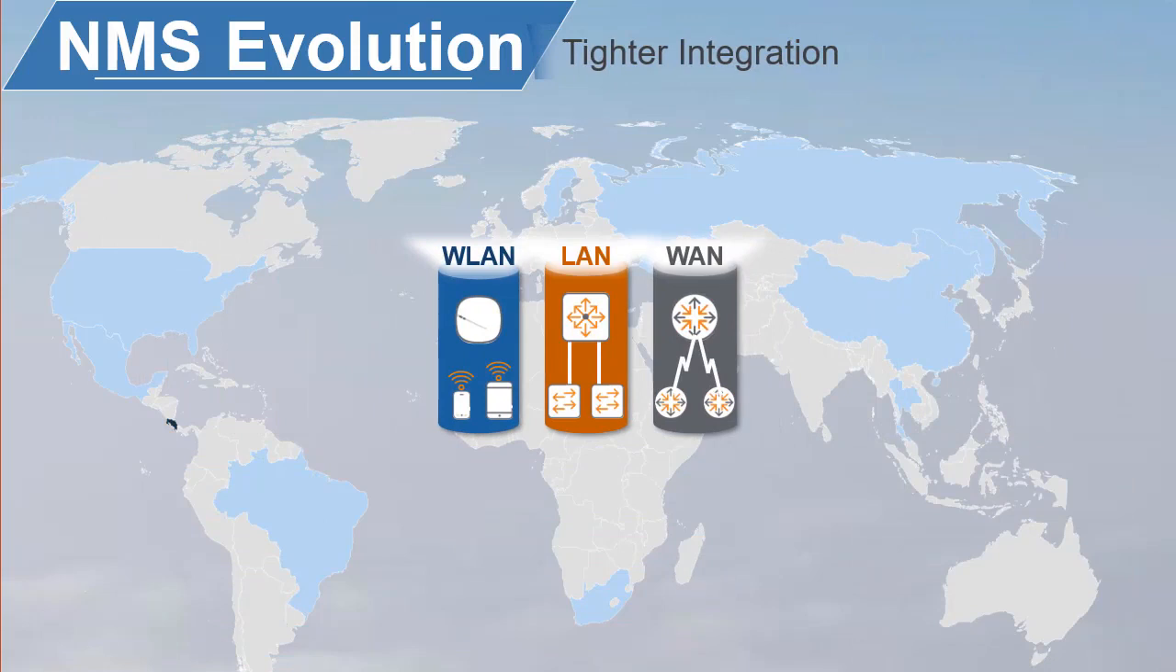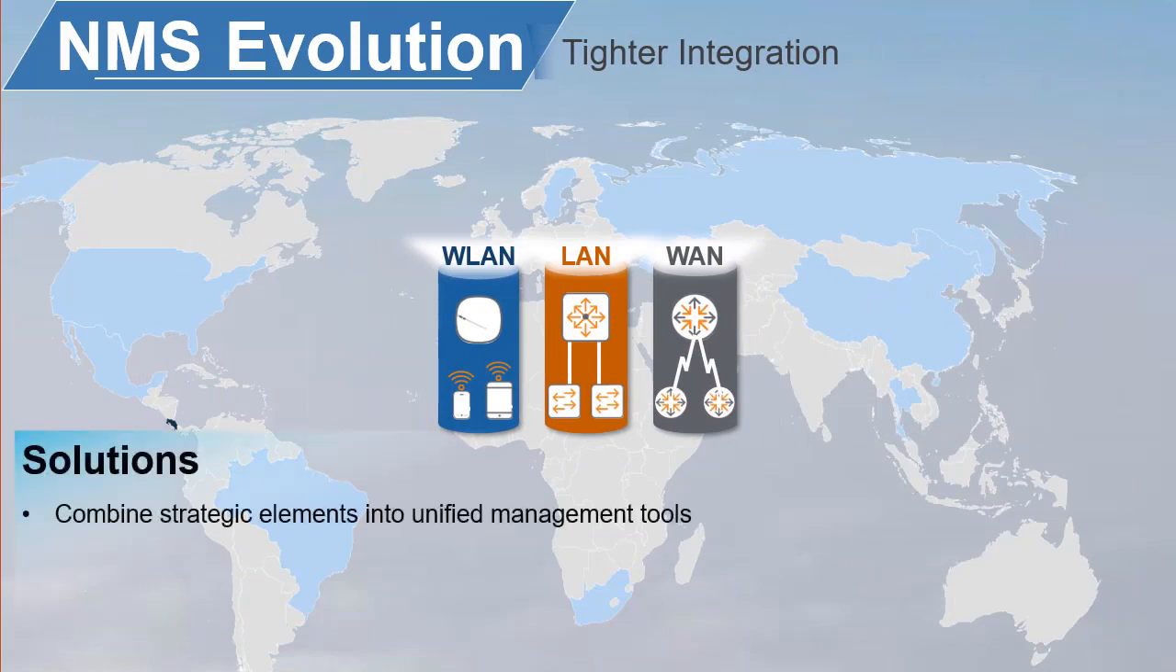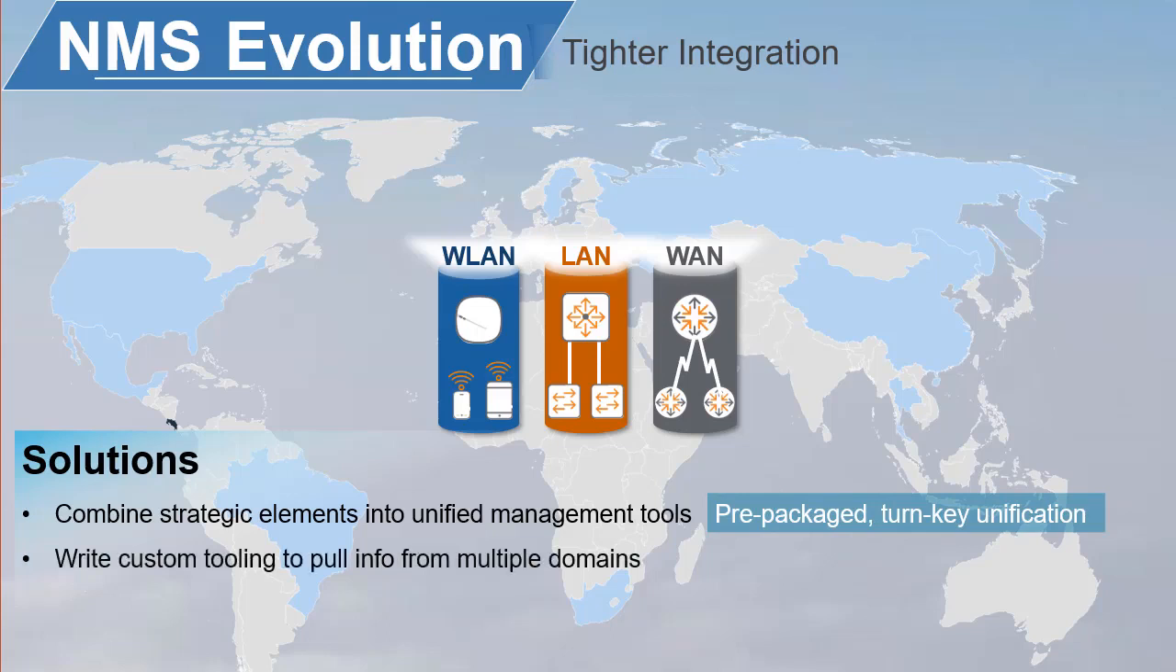For example, vendors are starting to combine strategic elements into unified management tools, allowing pre-packaged turnkey approaches to unification. And some organizations write completely custom tooling to pull together automation or information from multiple systems. Now, these solutions can get labor-intensive, and they might not provide the tight integration you're looking for, but they help. And they can get one aspect of the equation right by allowing for a multi-vendor environment. NMS evolution means that you must be able to integrate with many different solutions.